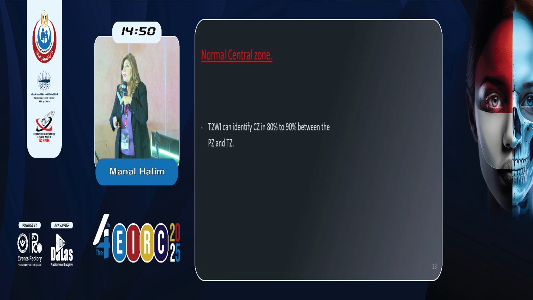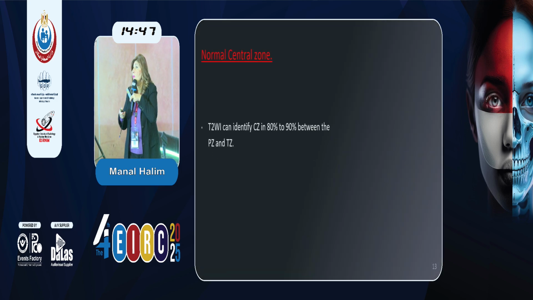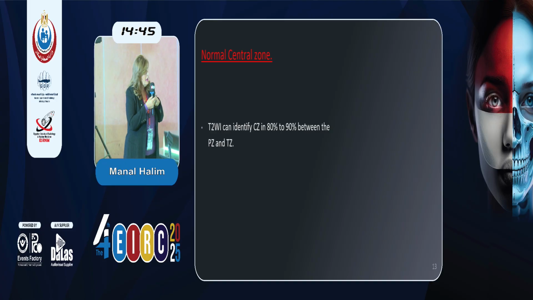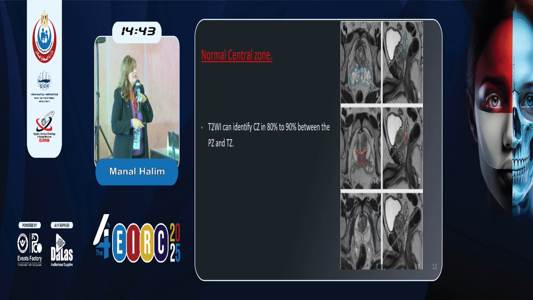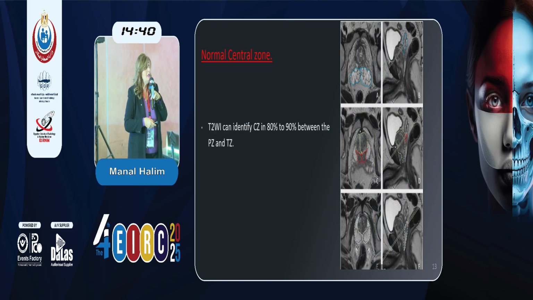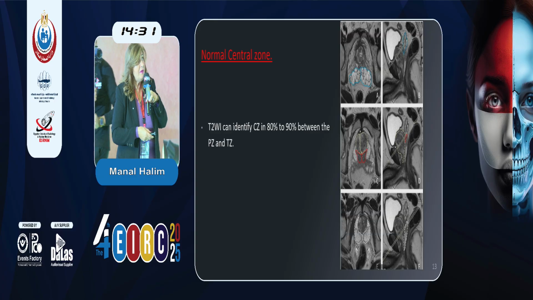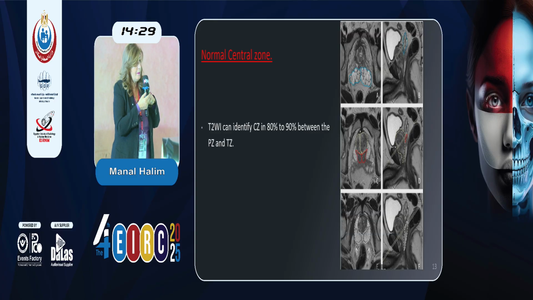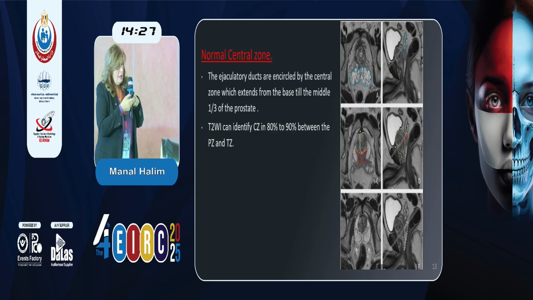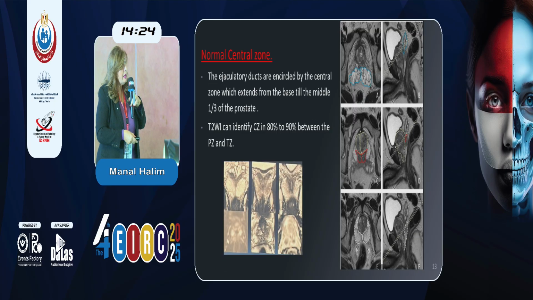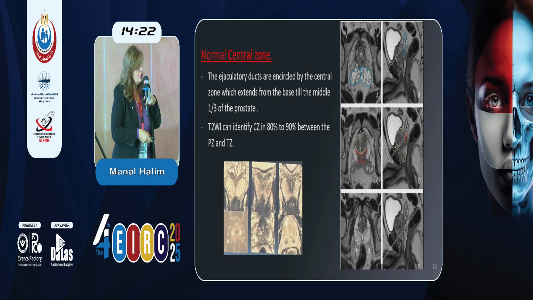Let's start with one of the normal variants or normal anatomy of the prostate, the central zone. The central zone, in T2 weighted images, can be identified in 80 to 90% between the peripheral zone and transitional zone. If we see this axial T2 weighted image, this is the transitional zone, this is the central zone at the base of the gland, and this is the peripheral zone of high signal intensity. The ejaculatory ducts are encircled by the central zone, which extends from the base to the middle third. So our landmark is the ejaculatory ducts.